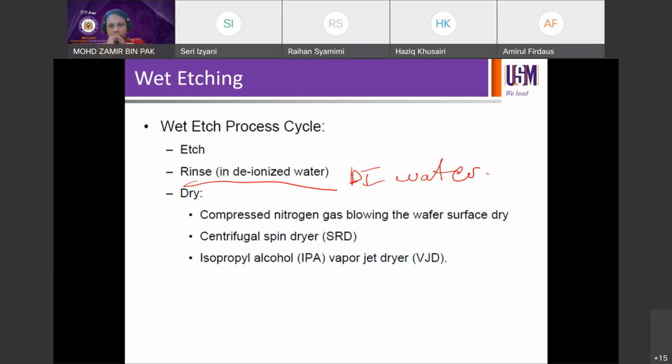Okay, and then we dry. We blow dry the wafers, because the wafer has to be dry. Okay, if you have some droplets, then it's going to be something else. It's going to be defects and stuff, right?